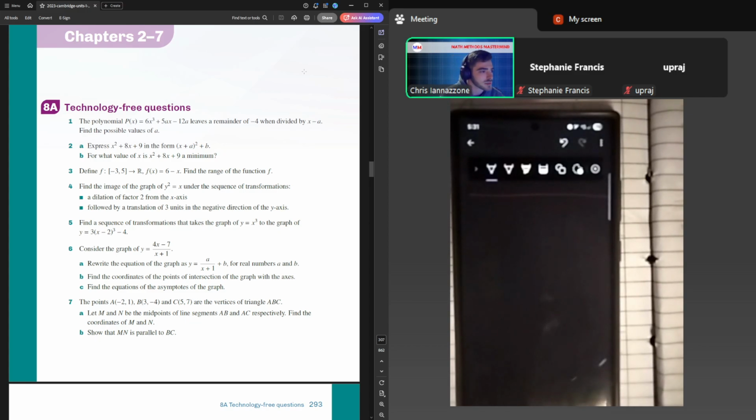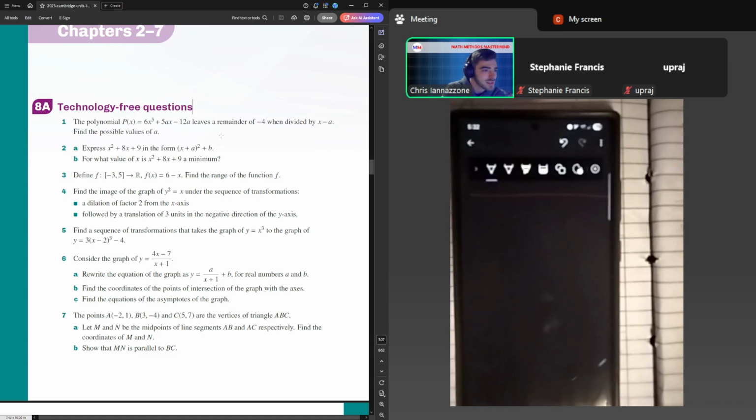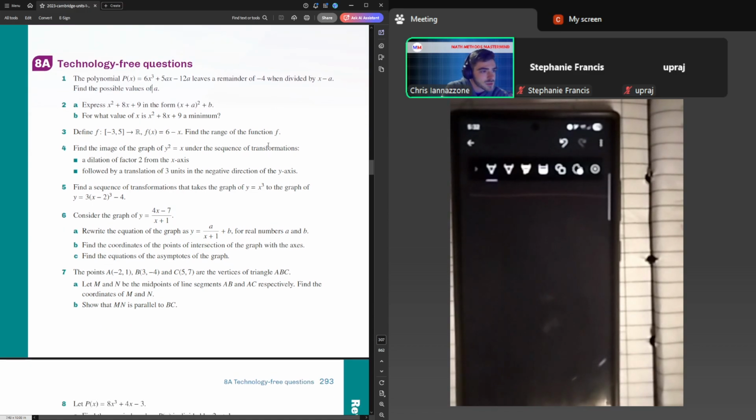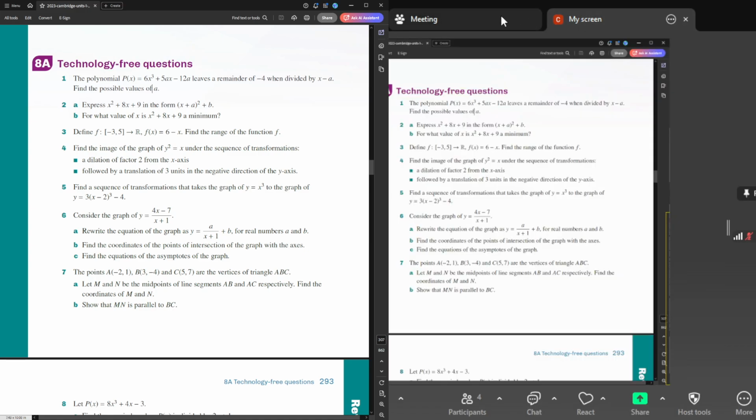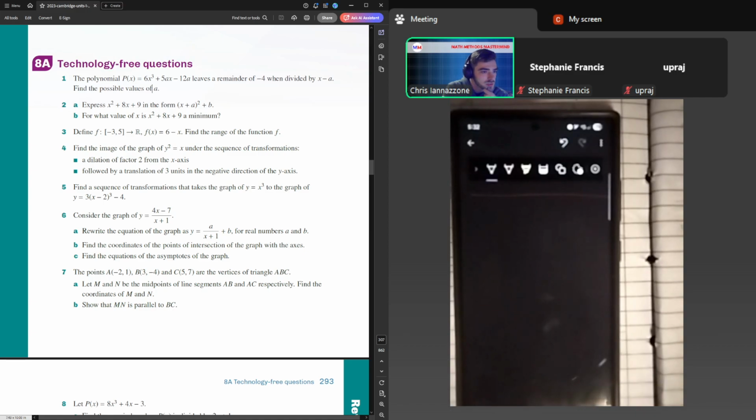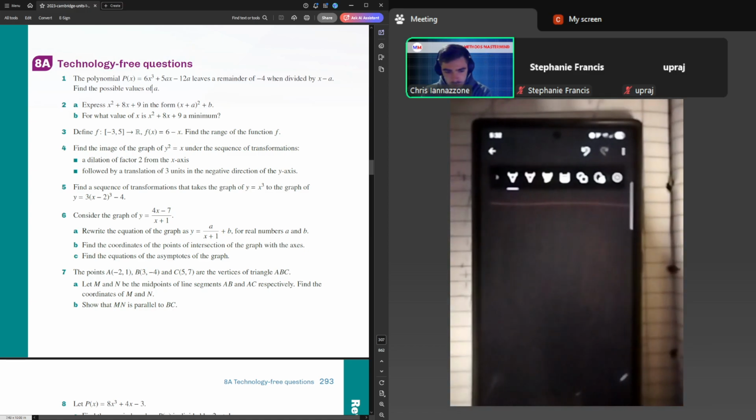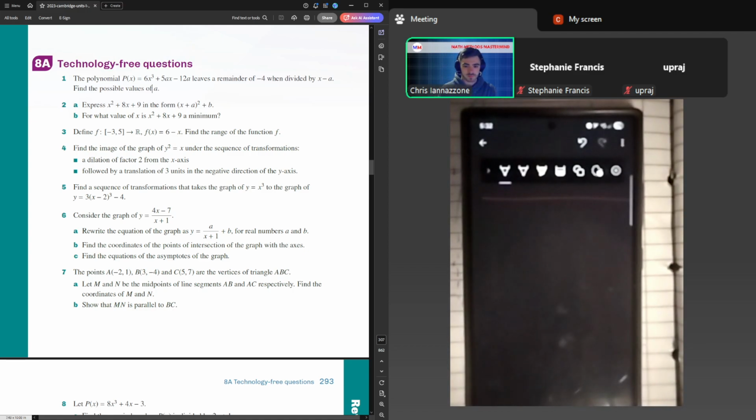Let's just start off with question 1. We have a polynomial, specifically a cubic polynomial with an additional unknown in it, unknown of a. It leaves a remainder of -4 when divided by x minus a. So again, we're using that a. And the goal is to figure out the possible values of a. Whenever the keyword remainder comes up in the context of polynomials, any thoughts on what might be relevant? Remainder and factor theorem, correct, yeah.